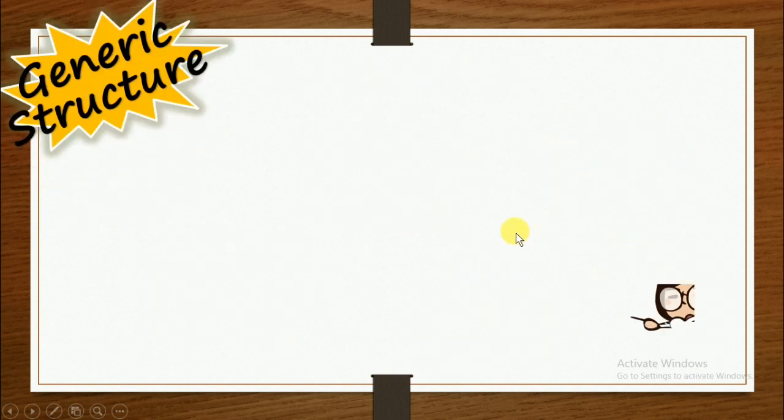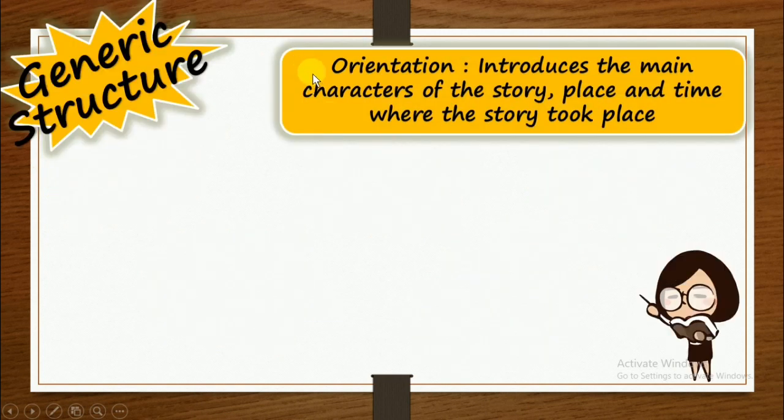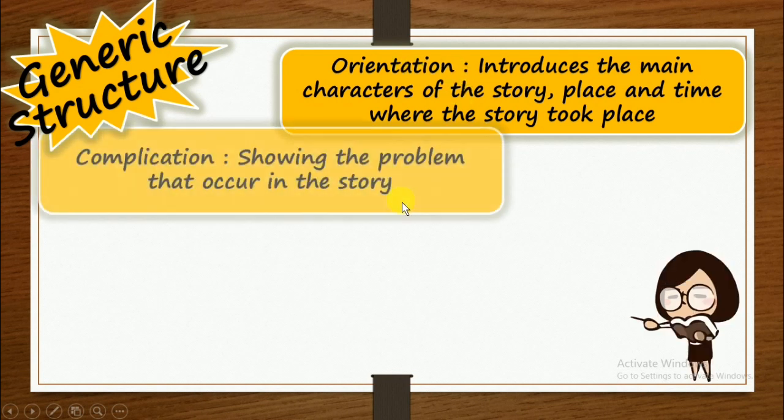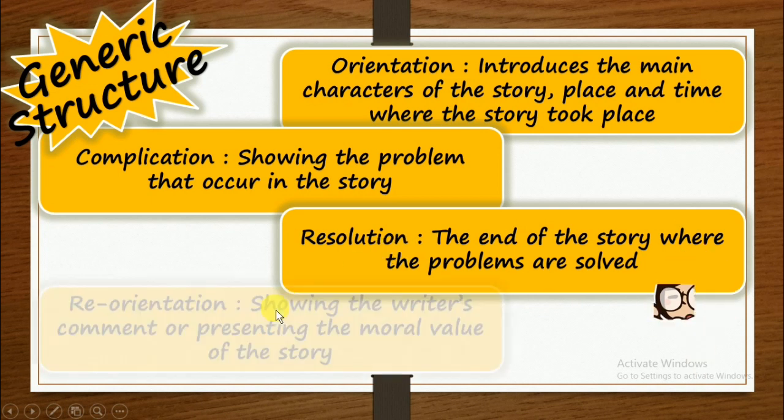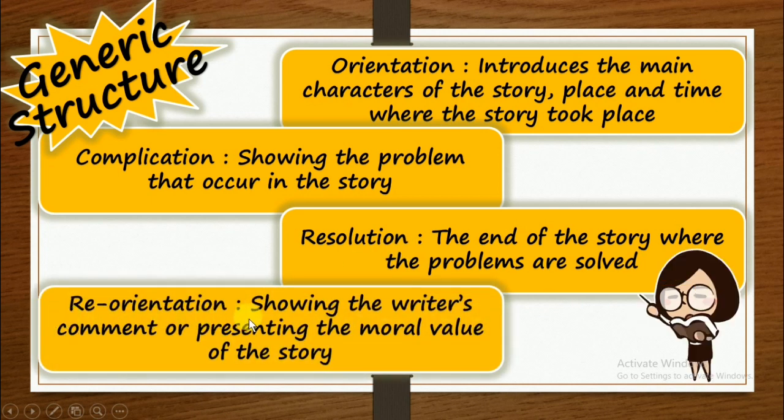Okay, so let's see the generic structure. Orientation, complication, resolution, and reorientation. So there are 4 generic structures of narrative text.